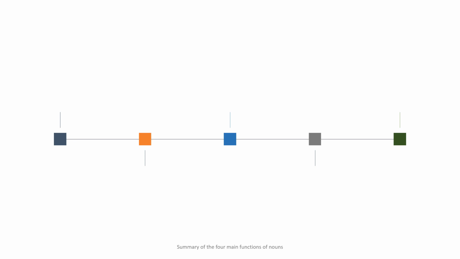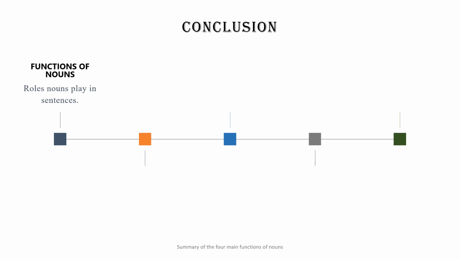Now, let's conclude on today's discussion. Functions of nouns, that is basically what the entire discussion has been about. And when we say functions of nouns, we simply mean roles nouns play in sentences. And we identified four, namely as subjects. And we said when a noun functions as subject, it performs the action or the name word being talked about in a sentence.